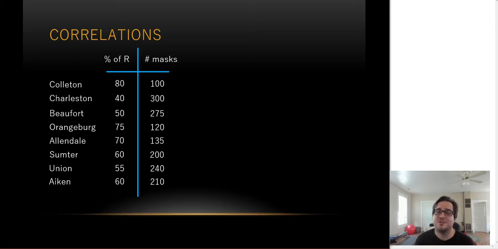Now, your intuition about these percentages may differ from mine, but these are some rough guesstimates. I'm going to guess that people from Charleston, on average, are probably a little more liberal, probably more likely to be affiliated with the Democratic Party versus Republican, versus in relatively more rural areas like Orangeburg, Allendale, Colleton, you'll probably see a higher percentage of Republicans.